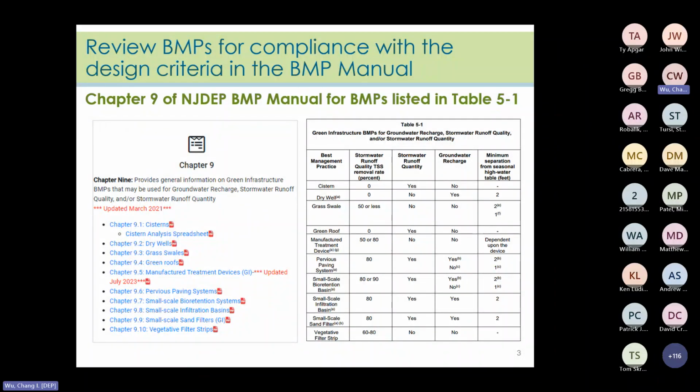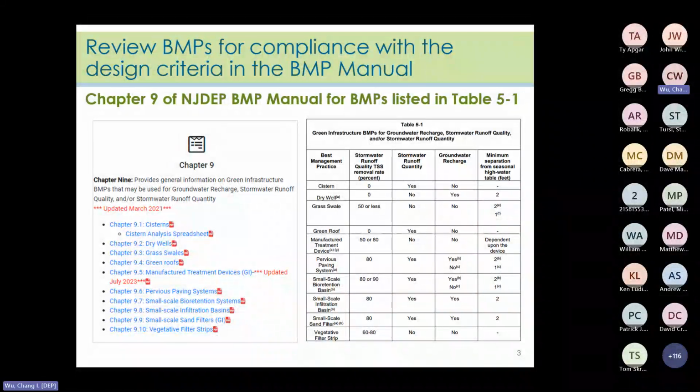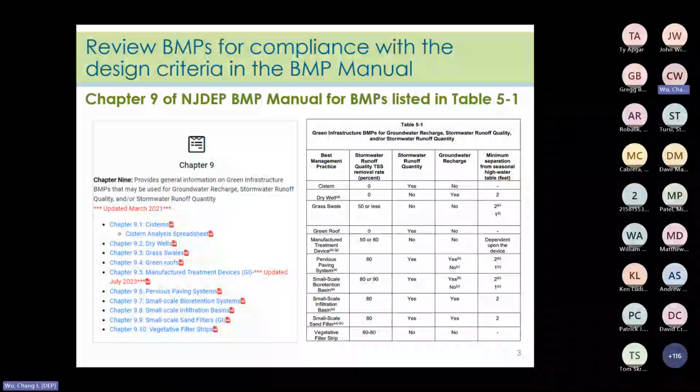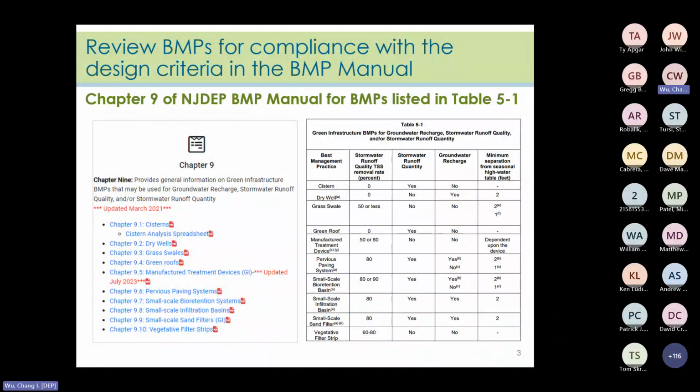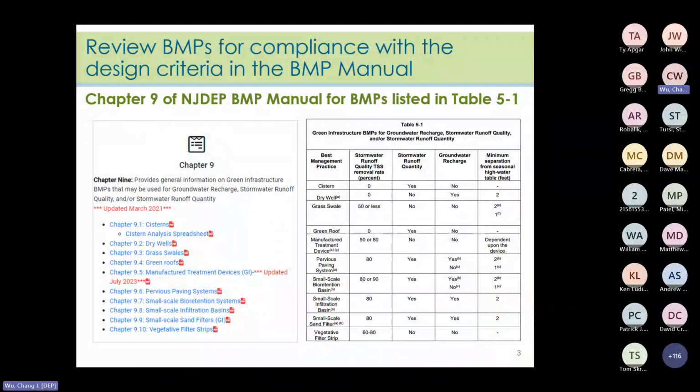In module 1, you have learned that the BMP chapters are arranged in accordance with the order of BMPs listed in tables 5-1, 5-2, and 5-3. Here are the chapters corresponding to those BMPs. Each subchapter of chapters 9, 10, and 11 has a section titled Design Criteria. A BMP needs to be designed to comply with those design criteria in order to get the credit for the TSS removal rate.